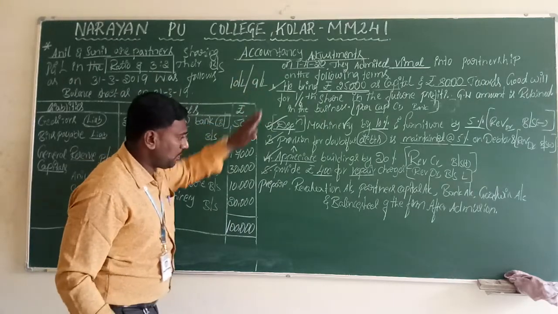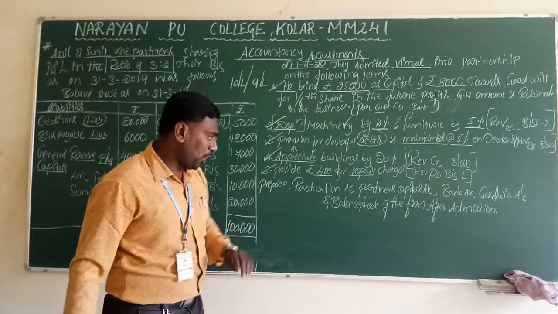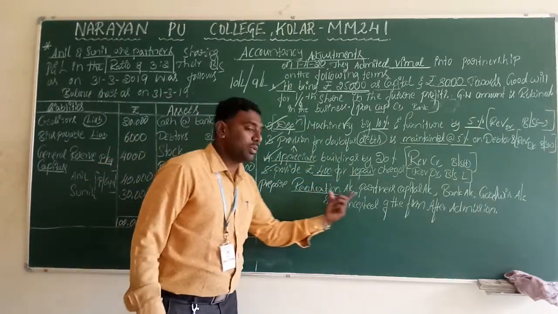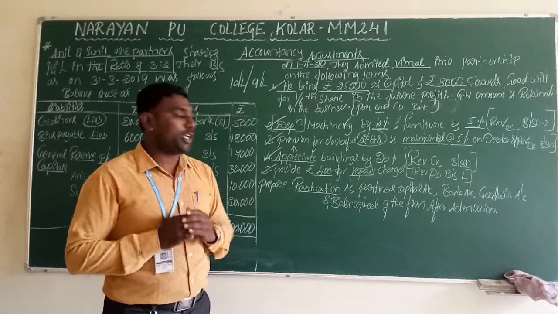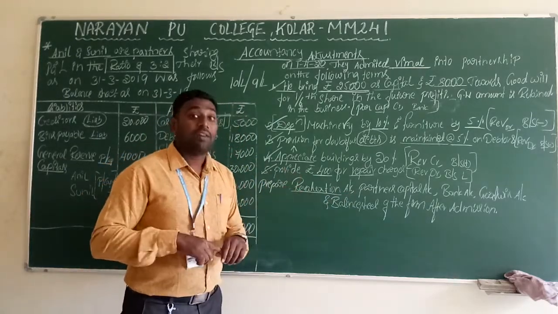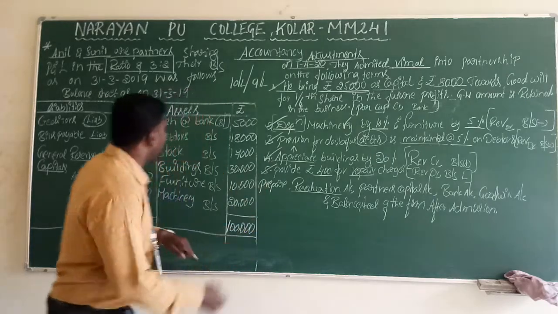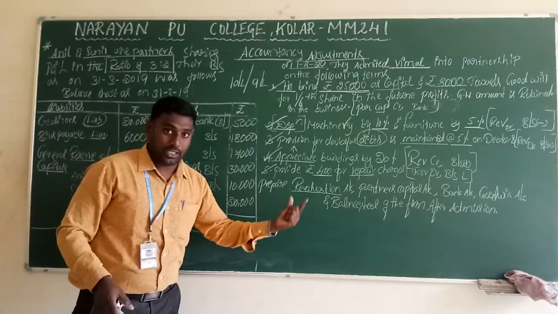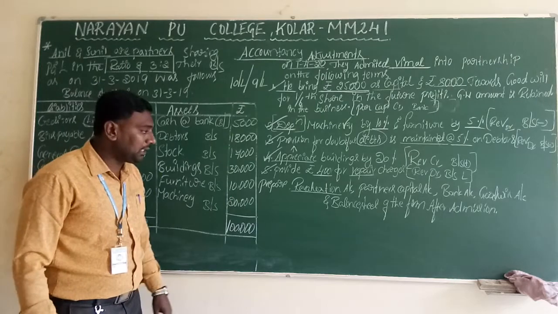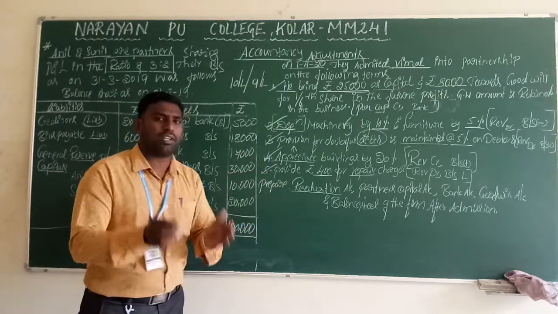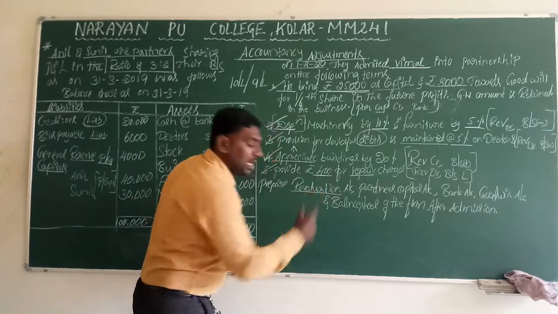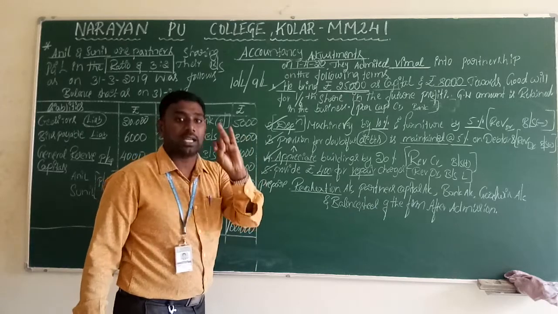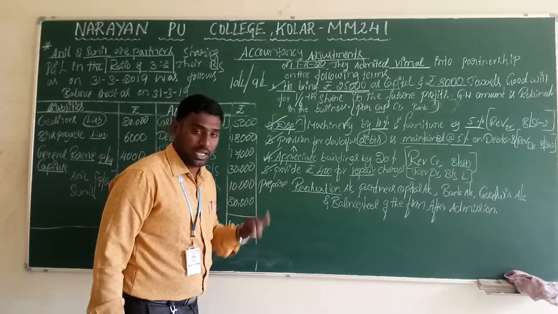Based on these adjustments, we have to prepare 4 accounts. Number 1 is the revaluation account. Let us know what is meant by revaluation account. It is an account where we record the revalued assets and liabilities. Whatever the previous value, what is the present value, and what changes occur to the business, we record those changes in a particular account. That account is known as a revaluation account.